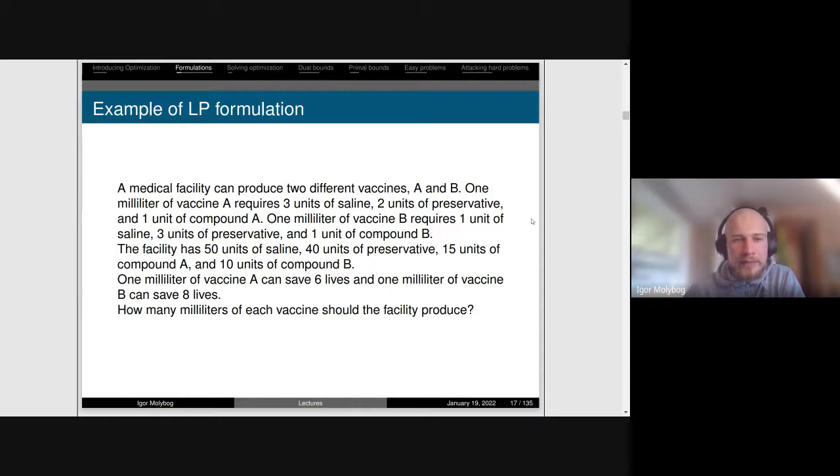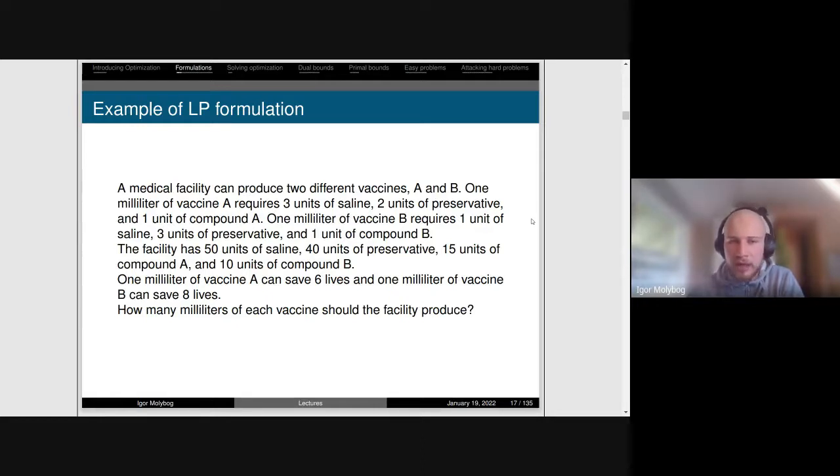The facility has 50 units of saline, 40 units of preservative, 15 units of compound A, and 10 units of compound B. So at this point you should have a clear picture that you have 4 different types of something, and out of these 4 types of something, you need to construct 2 types of something. So basically, this might give you an idea of how many parameters are there in the problem.